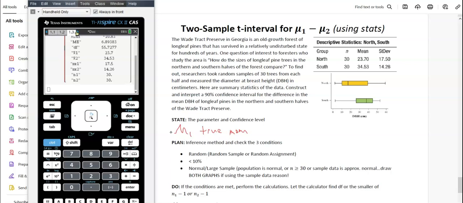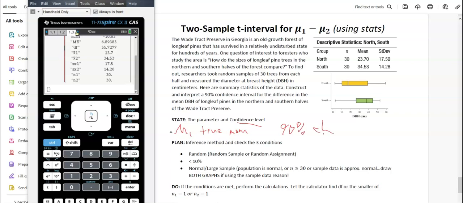DBH of longleaf pines in the north of the Wade Track Preserve. M2 is the true mean DBH of the trees in the south part of this preserve, something like that. So define both variables, mention the confidence level. So this is 90% confidence level here.